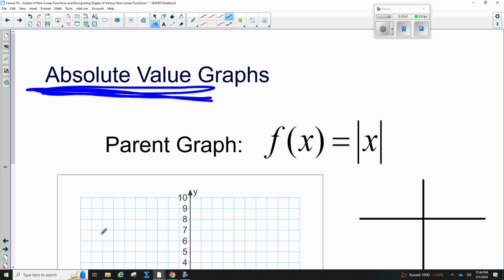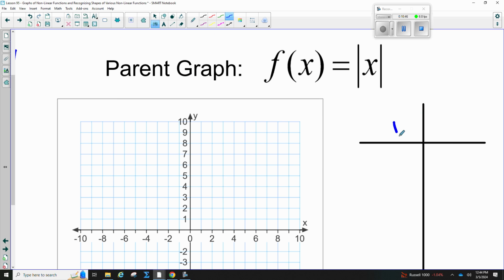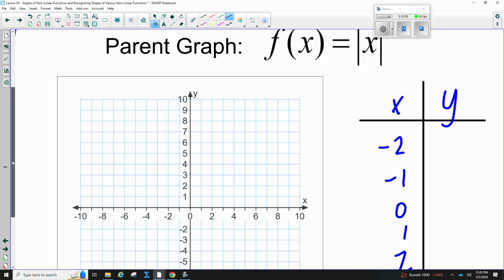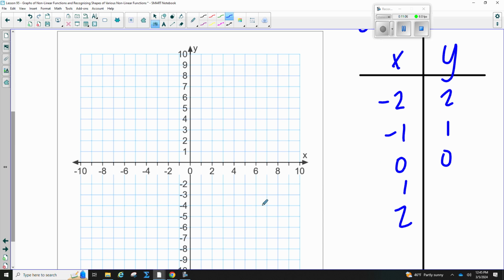All right, so some points to plug in. We can do kind of the same ones. We can plug in -2, -1, 0, 1, and 2. You're allowed to plug in negatives, right? We're all good with negatives. So if I plug in -2, what's the absolute value of -2? If I plug in -1, what's the absolute value of -1? If I plug in 0, if I plug in 1, if I plug in 2. Okay, so when we graph it, we get -2, 2, -1, 1, 0, 0, 1, 1, 2, 2.